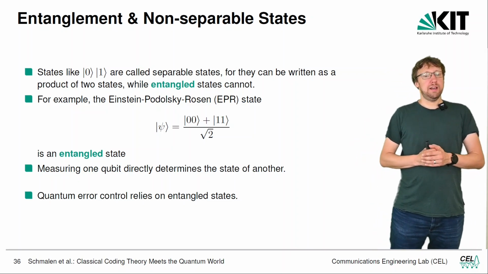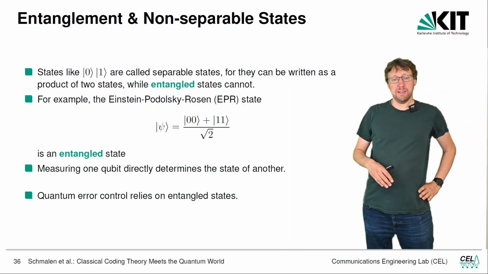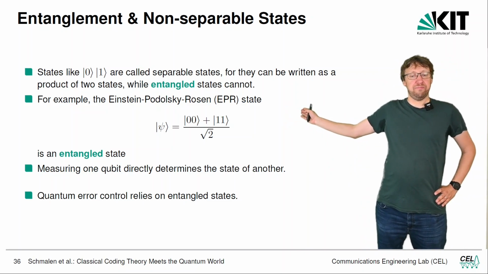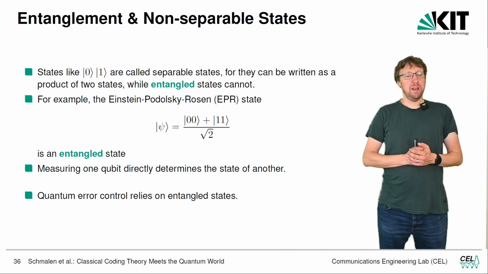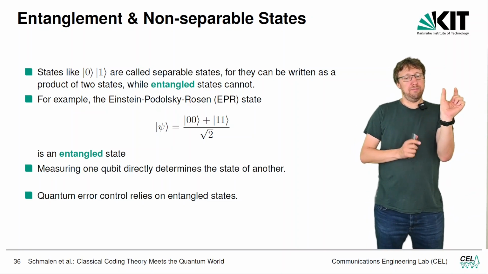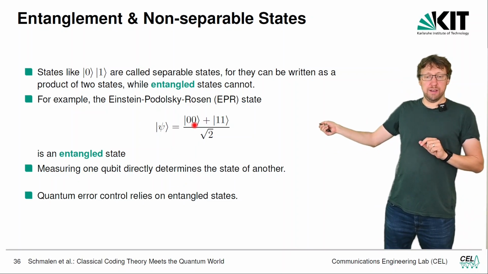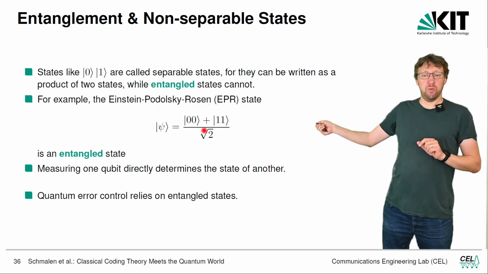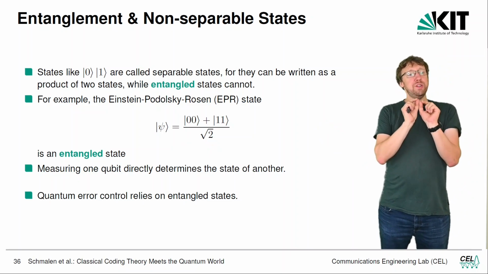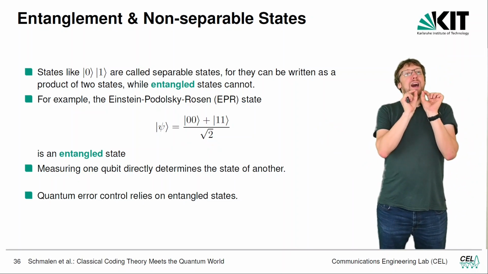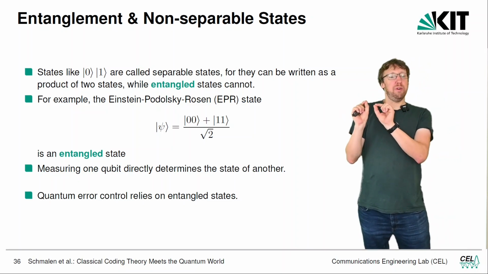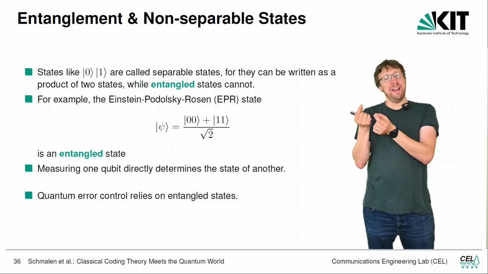For instance, this Einstein-Podolsky-Rosen or EPR state is written here, so it's 0, 0 plus 1, 1. These are the 2 basis vectors. So we have 2 qubits that are entangled. You can think of this as being 0, 0 with probability 1/2 or 1, 1 with probability 1/2. If you measure them, both qubits are 0 with probability 1/2 or both qubits are 1 with probability 1/2. And this is what is called entanglement.